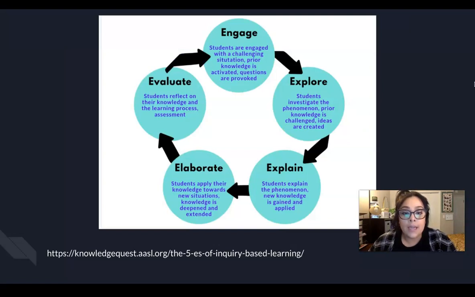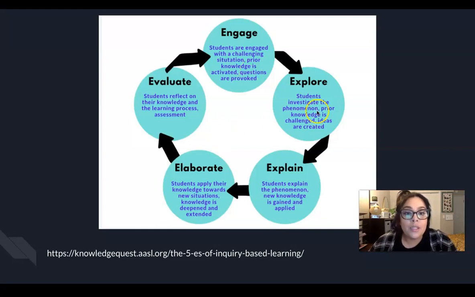So here we have the 5E model. So the first part is engage. So that can be sharing picture observations, sharing video clips to engage the students. So that would be showing a picture of a plant, if I keep on with the example of the plant, sharing a picture of a plant growing in a time lapse.